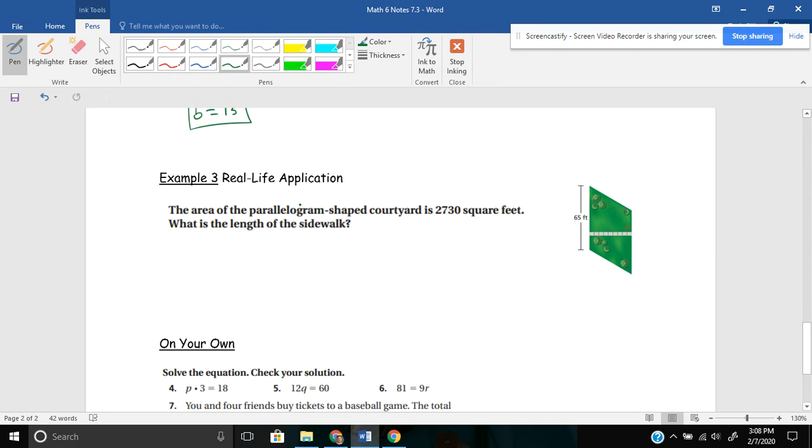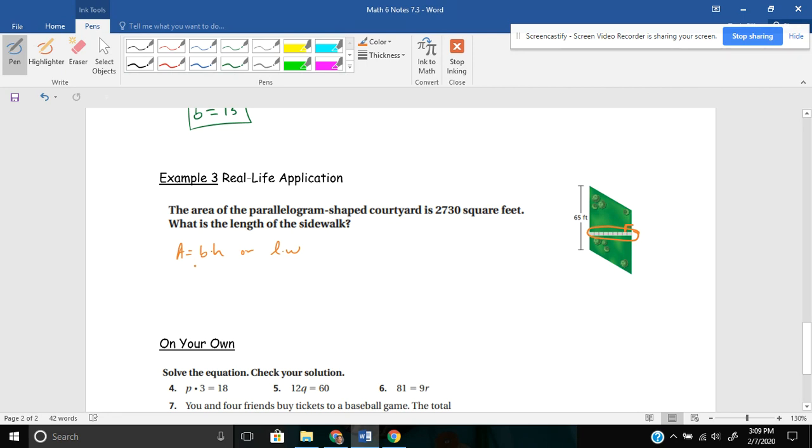To finish things out for examples, it says the area of the parallelogram shaped courtyard is 2,730 square feet. What is the length of the sidewalk? So let me make this a little more clear. We're looking at this sidewalk right here. We see that it creates a 90-degree angle. So what we need to do is set up our equation for the area of a parallelogram. We know that area equals base times height, or think of it as length times width. And I'll put my knowns into this equation.